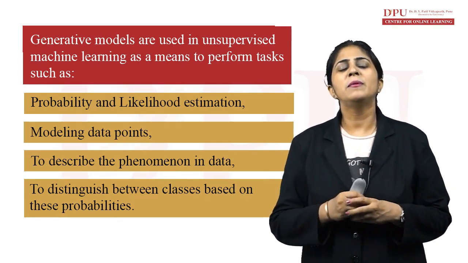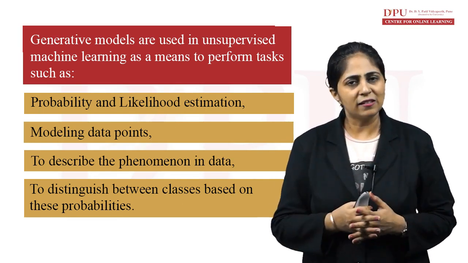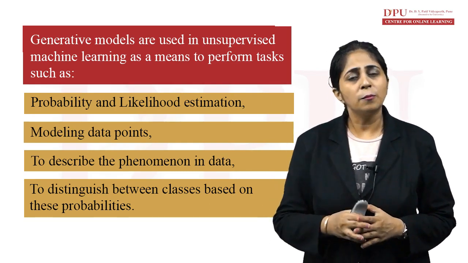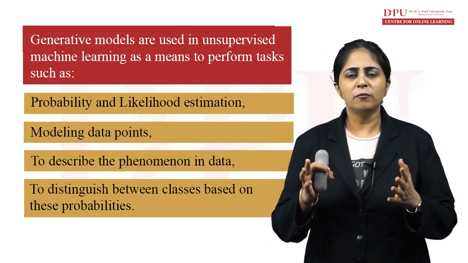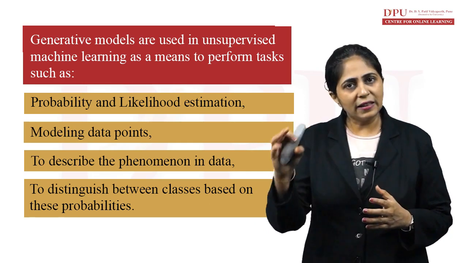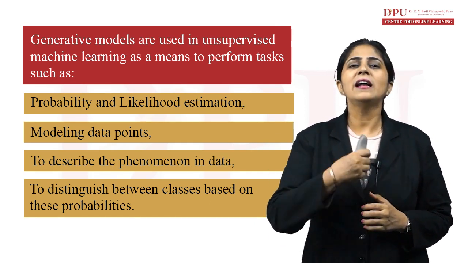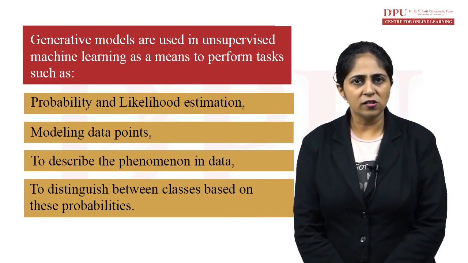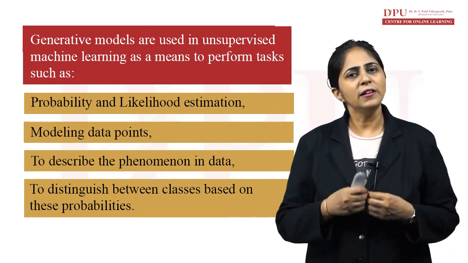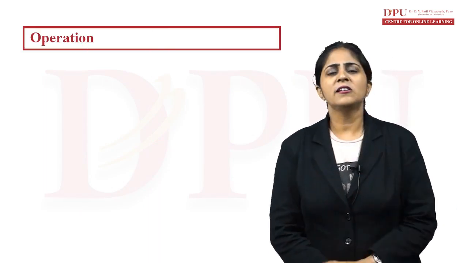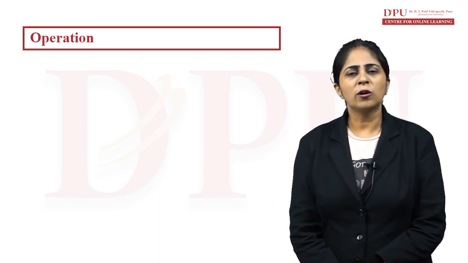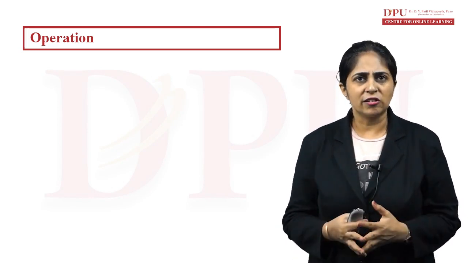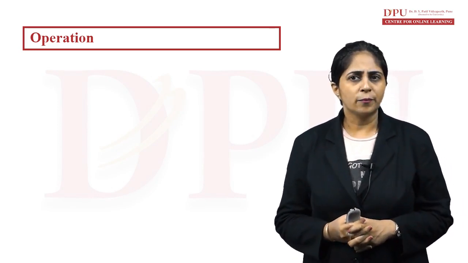If we have some images of a particular animal, let's say a horse, we can generate similar images of the horse, but which are not real. We don't have the real images. We are generating new images which are similar to that horse. That is a function of our generative model. How does it operate? It follows a proper procedure to generate the new images. So how does it do that?